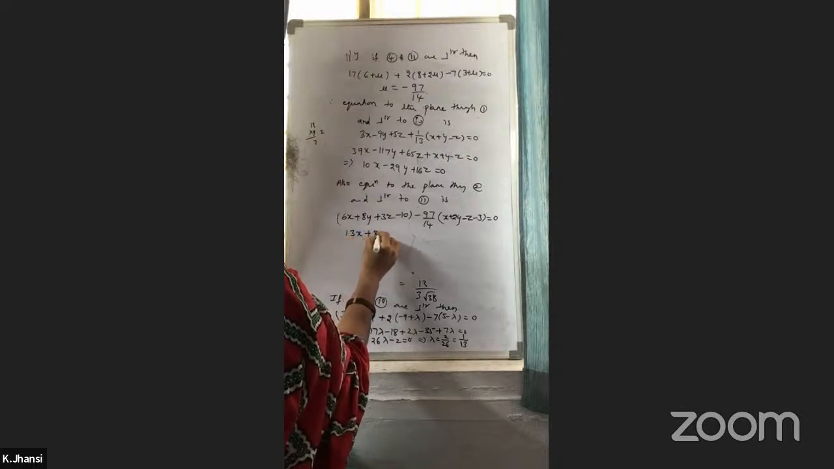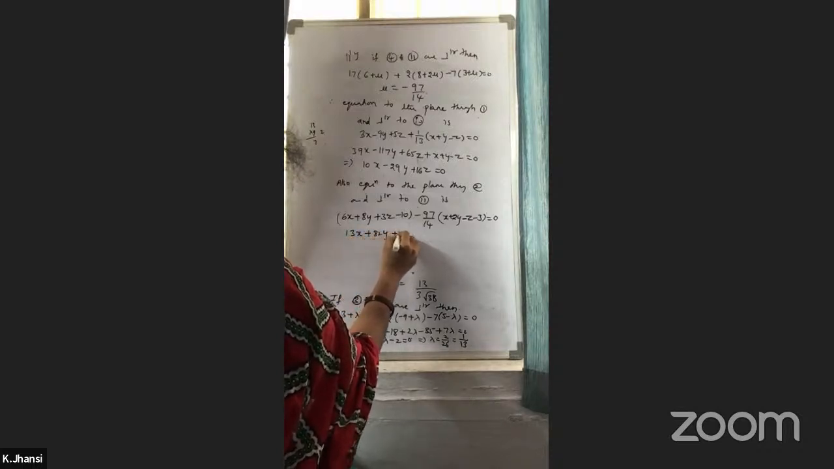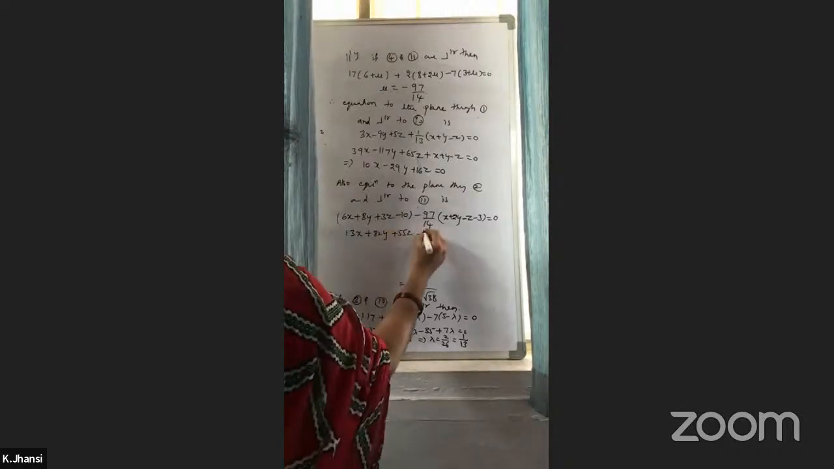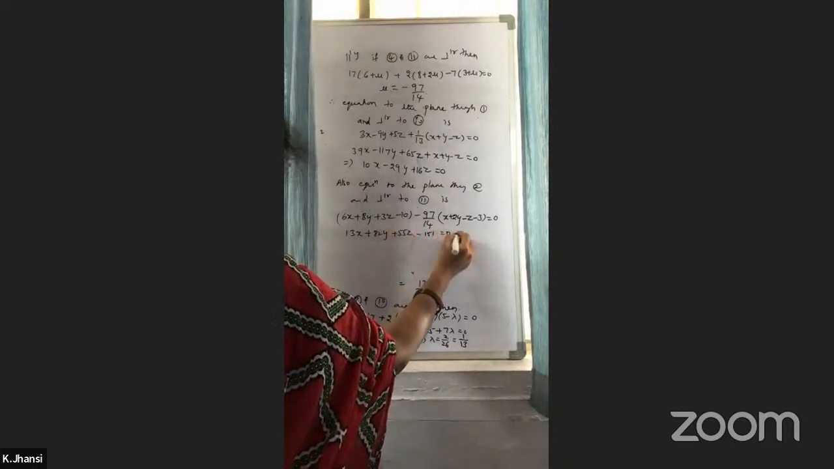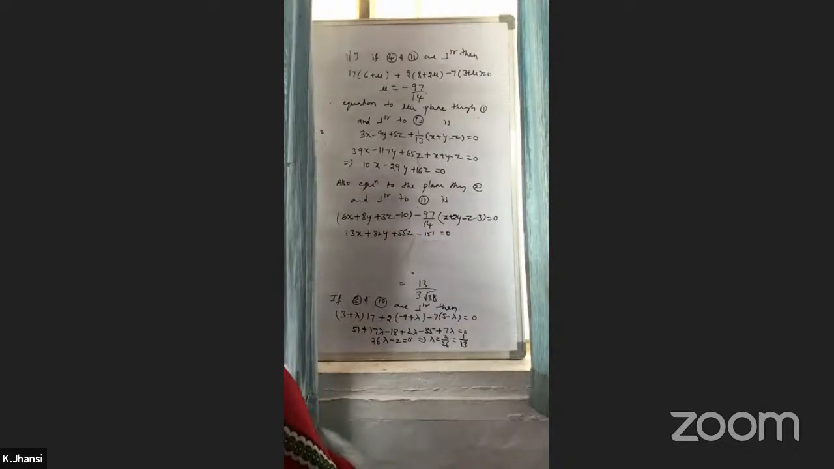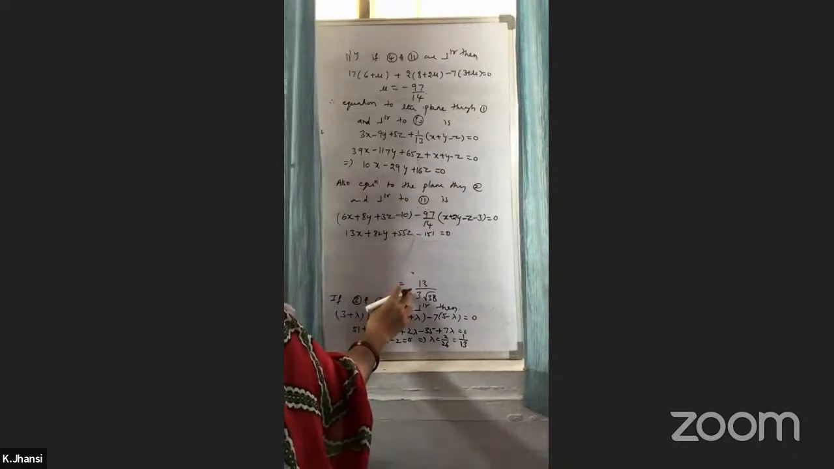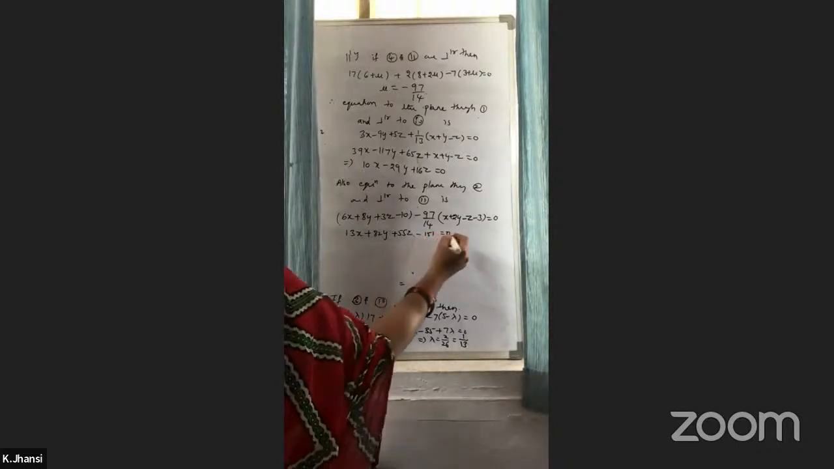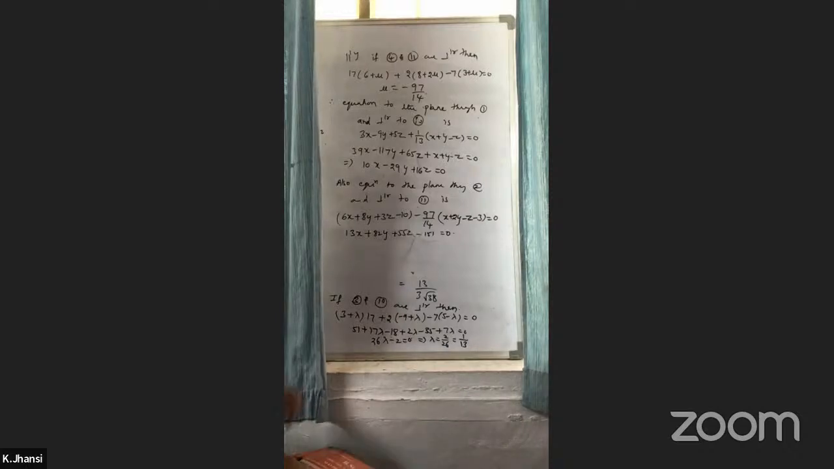13x plus 82y plus 55z minus 151 equals 0. So here the two plane equations are these two, and the shortest distance is this one: 13 by 3 into root of 38. So like this we have to solve the problem.